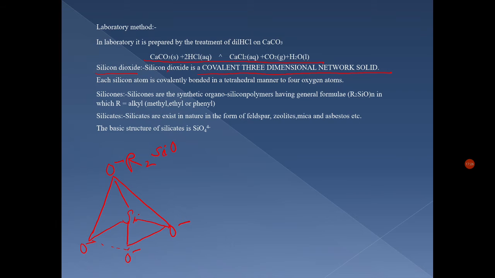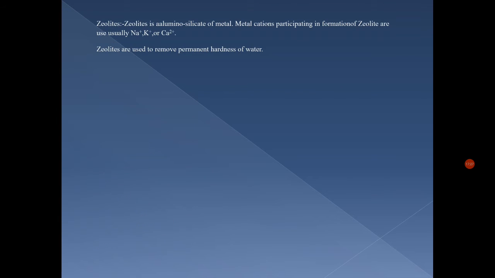Next is zeolite. In zeolite, aluminum atoms replace a few silicon atoms of the three-dimensional network of silicon dioxide. The overall structure is known as aluminosilicate and acquires a negative charge. Cations such as sodium, potassium, calcium, and magnesium balance the negative charge. Examples are feldspar and zeolites.